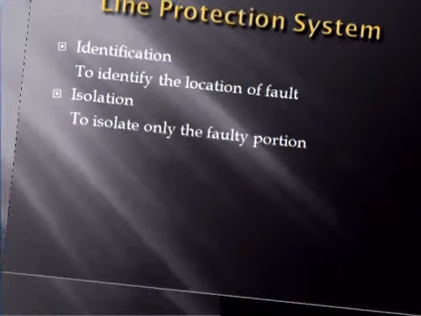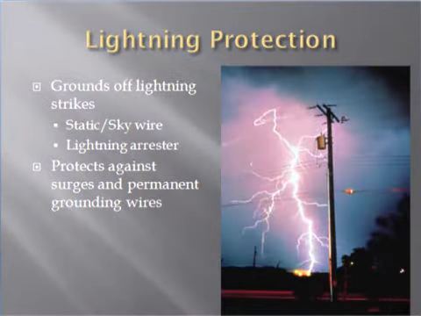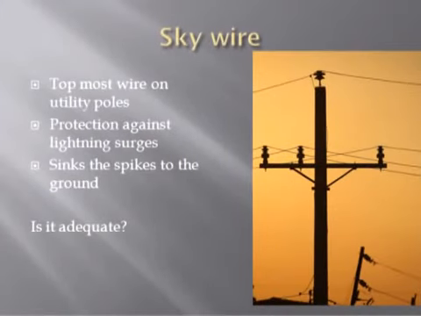system. The most basic part of line protection is lightning protection. Poles are high in the air and are prone to lightning strikes. A flashover damages insulation and causes a permanent ground fault. Two methods are used to avoid this: a sky wire and a lightning arrestor. The sky wire or static wire is the utmost top line of the utility pole.